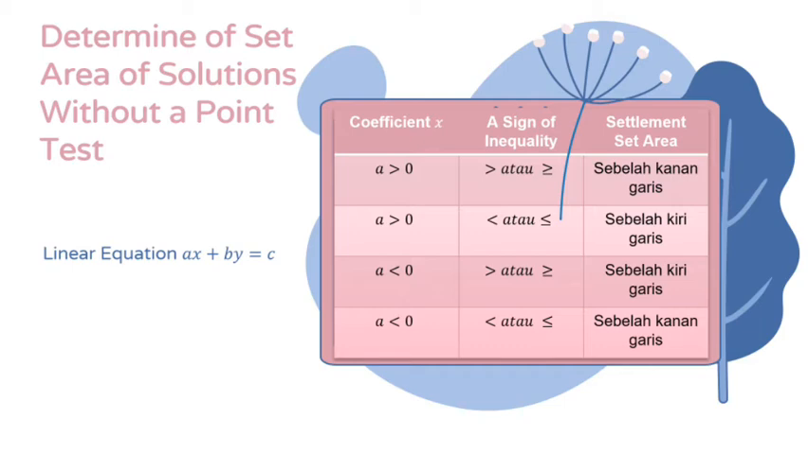Next, if a is negative, or a is less than 0, and the sign is greater than or greater than or equal to, then the area is to the left of the line. And for the last, if a is negative, or a is less than 0, and the sign is less than or less than or equal to, then the area is to the right of the line.